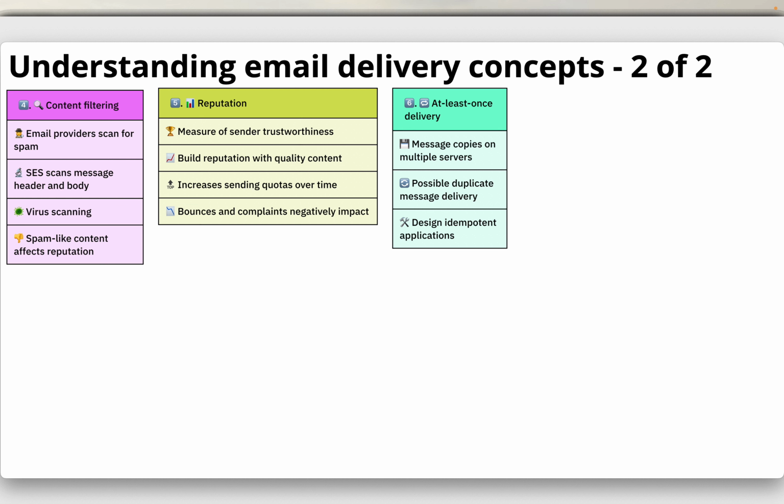Last one is at least once delivery. Amazon SES stores copies of your messages on multiple servers for redundancy and high availability. On rare occasions, one of the servers that stores a copy of a message might be unavailable when you receive or delete a message. If this occurs, the copy of the message is not deleted on that unavailable server, and you might get that message copy again when you receive messages.